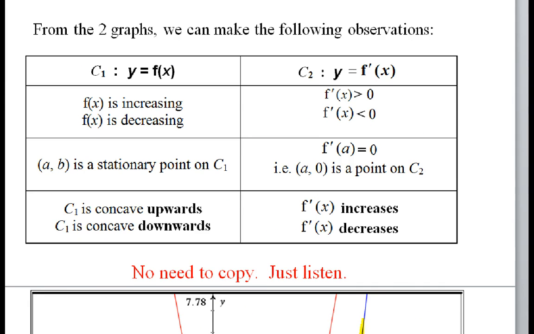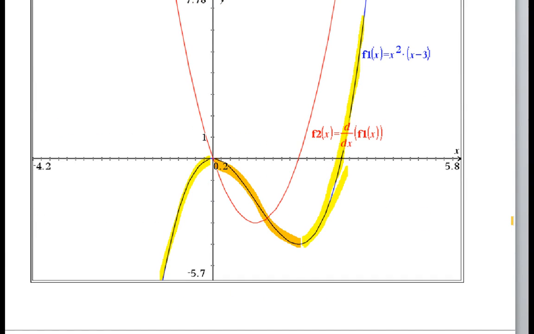Second observation, stationary points. If I have a stationary point at the blue portion, maybe I erase this one. This is a special point. This is another special point. If there is a stationary point here, at this point the red graph, which is the deduced f prime x graph, should take on the value 0 because dy dx is 0. Also here, dy dx is 0.